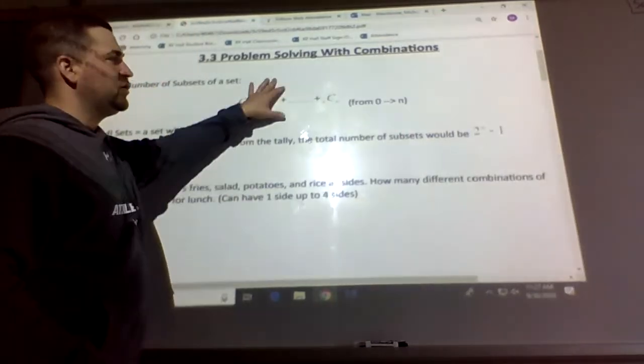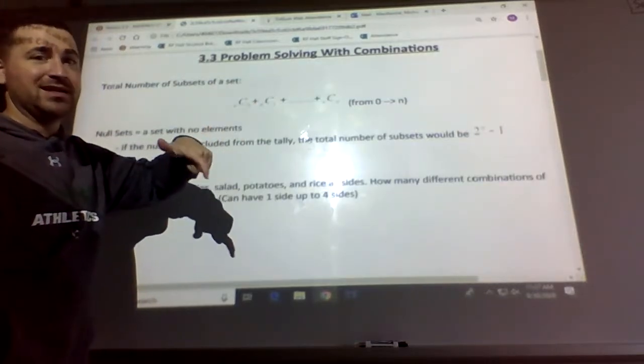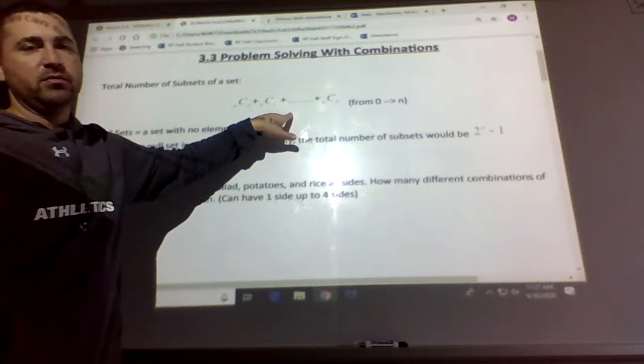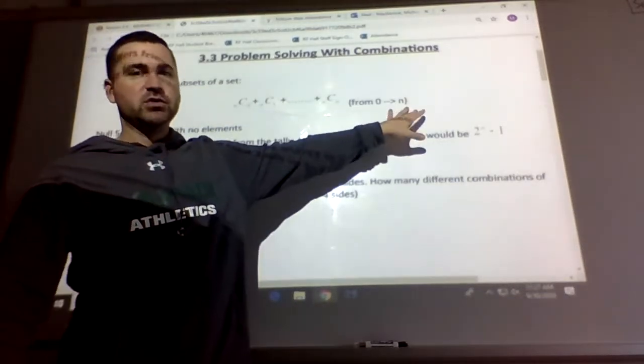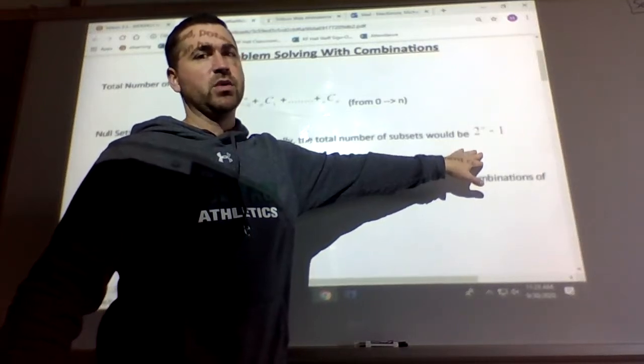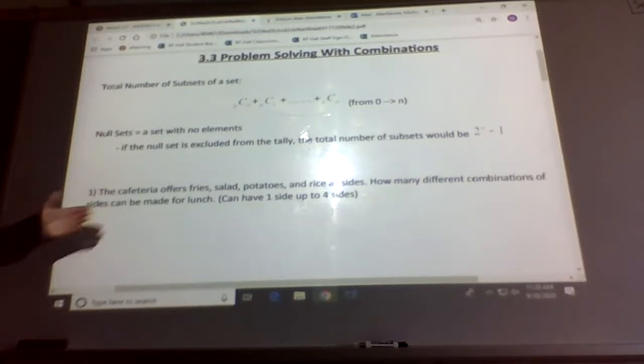So there's actually two formulas to calculate the number of subsets in a set. The first one is this one here, n choose 0, plus n choose 1, plus n choose 2, all the way till n choose n. And then we have a second one here, which is 2 to the power n minus 1. I'll show you how both of them work. Okay, so let's get to this.